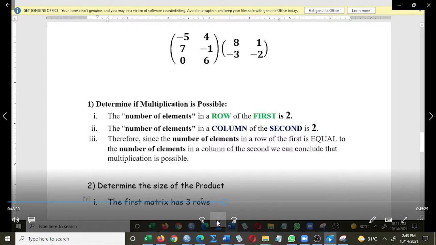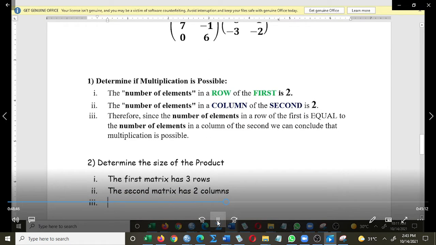First row. What do you think I have to write there? And the second matrix has 2 columns. So what will be the product? The product will be a what? 3 by 2. The product will be a 3 by 2.